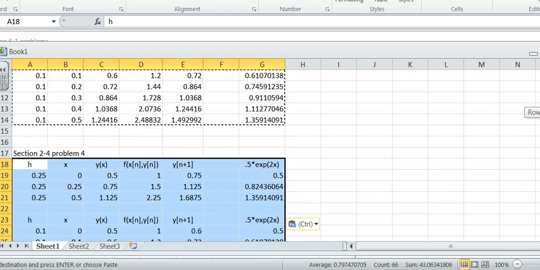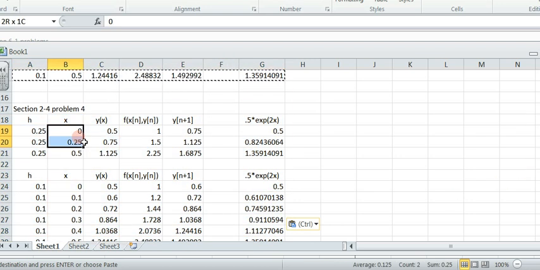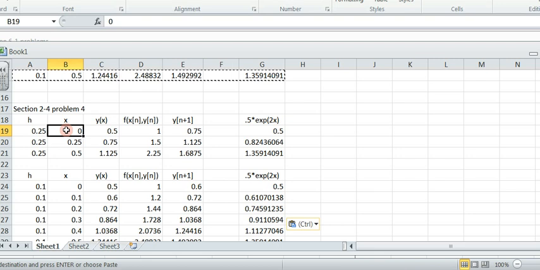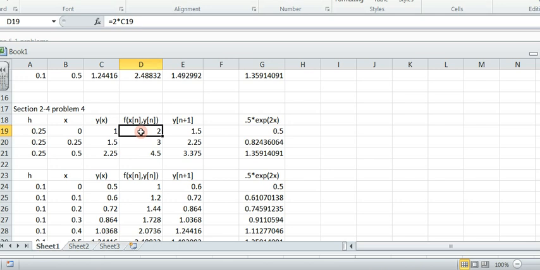Okay, so we're going to go in and wipe those out. y of 0 is going to be 1, so that changes to a 1. The function is x minus y. X is B4 minus y, which is C4. This guy is going to stay the same because it's just the same.